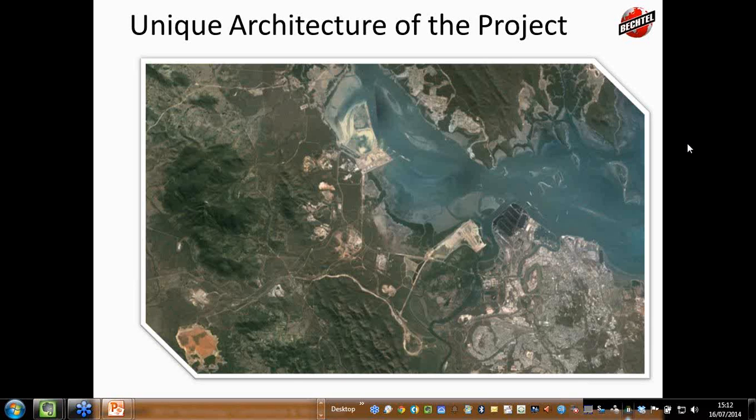I just want to give you some background on where the locations actually are as we look at the physical map that we've got here.